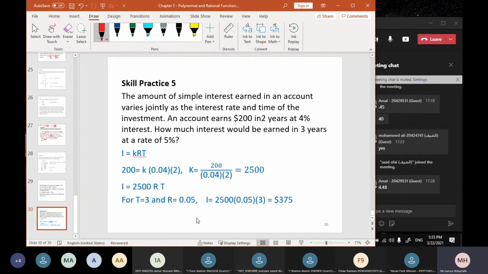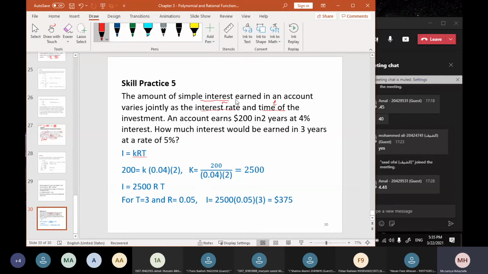Okay, the last example. The amount of simple interest earned in an account varies jointly, so the change depends on two things. Jointly as what? As the interest rate, so the rate, and the time of investment, T.